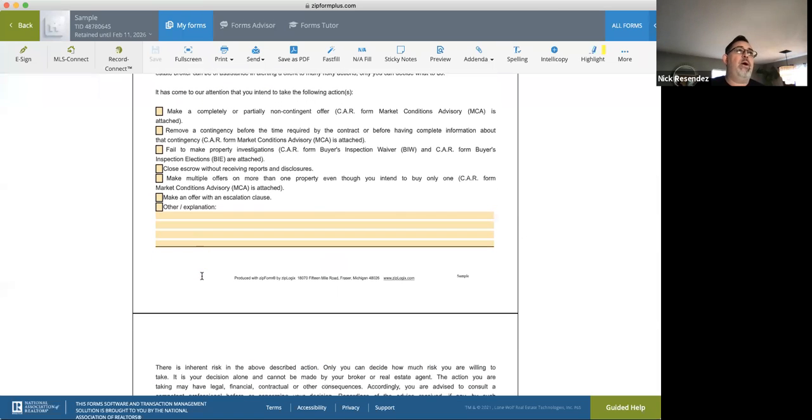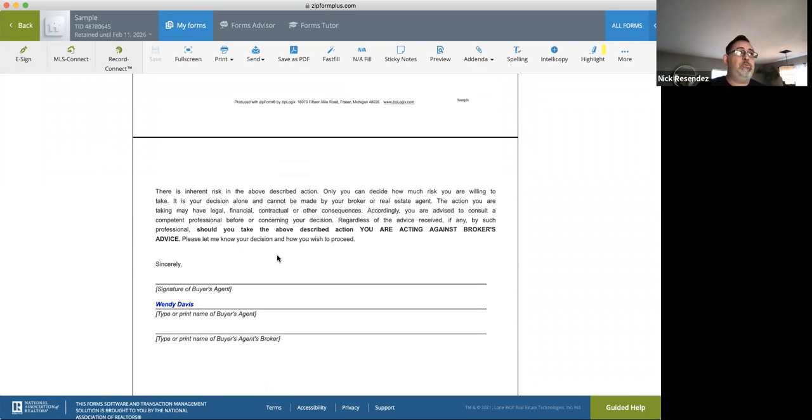Here's another great one. Many of you have clients that are buyers trying to buy in a tough market, and you're having to write multiple offers on different properties at the same time. Well, we don't advise that your client does that, because if they do, they may be obligated to buy any property that comes back with an acceptance. So it says here, make multiple offers on more than one property, even though you intend to only buy one. Okay. Or make an offer with an escalation clause that could leave them vulnerable, or other. And then it says there's risk. If you do what you propose that you're doing, you may be acting against the broker's advice. Okay. So a great kind of catch-all form if your client's doing something that you're advising them not to do and it could harm them, or that it creates a risk scenario for your client.